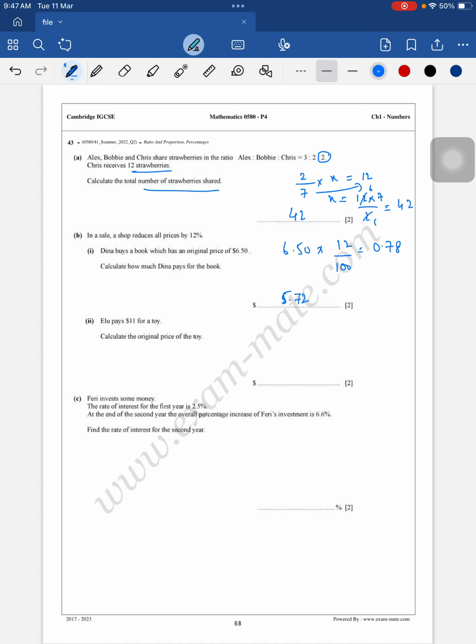Ilu has paid $11 for the toy, right? Now what we need to calculate is how much is the original amount, right? So the amount remaining is basically 88%, while the original amount is x, which we don't know. 88% is the amount which he has paid. On 12% discount, the amount remaining is 88%, and that 88% is what he has paid, that is 11.